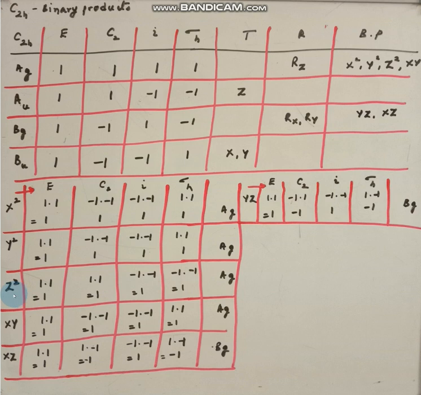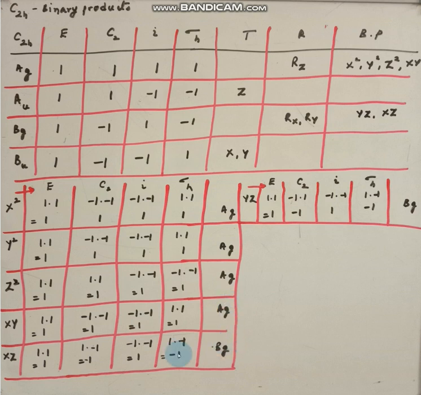Z square is nothing but the multiplication of z with z, that is 1 into 1, 1 into 1, minus 1 into minus 1, minus 1 into minus 1, that corresponds to Ag. Next, the multiplication of x with y, that is the operation of x on y or y on x. You know that x and y both have the same transformation, that is Bu irreducible representation. If I do 1 into 1, minus 1 into minus 1, minus 1 into minus 1, 1 into 1, it corresponds to xy. Xy also corresponds to Ag.